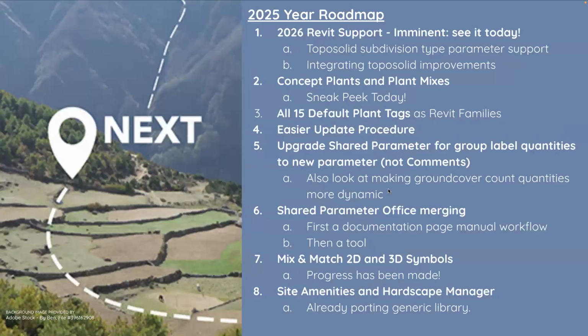Shared parameter office merging. We're looking at that right now. First, we're going to make a workflow for you to follow step by step, and that will buy us time as we develop a tool. And then mix and match 2D symbols. Progress has definitely been made. We have a prototype that we are working on testing out. We have a new library all up with all of our symbols separated, all 1,200 of them, separated into separate families that then get merged together. So that's a fun project.